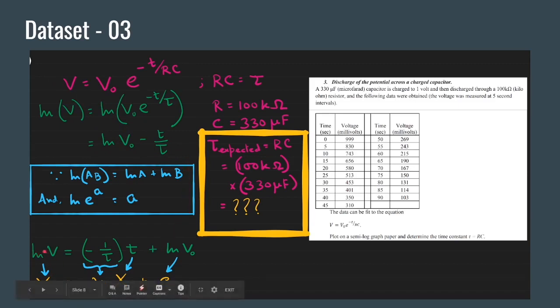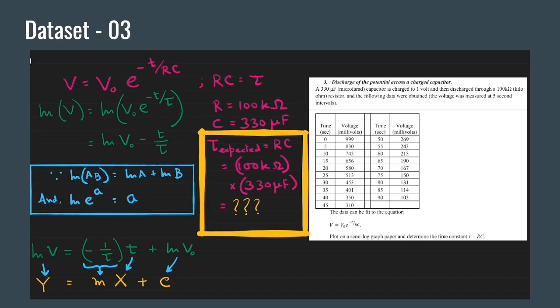Okay, so now natural log of V equals negative 1 over tau times t plus natural log of V naught, and we identify which one is y, x, m, and c. Great. And what is the expected value of tau, which is the time constant? That is R times C. R is 100 kilo ohms and C is 330 microfarad. Micro means 10 raised to negative 6 and kilo means 10 raised to 3. So keep that in mind when you finally calculate RC.